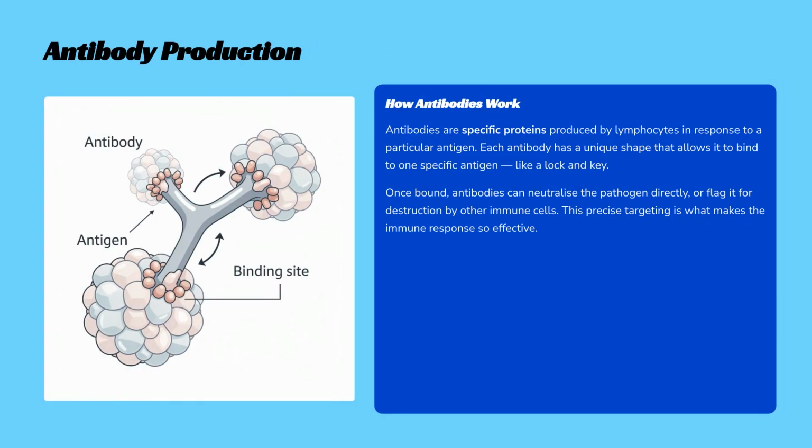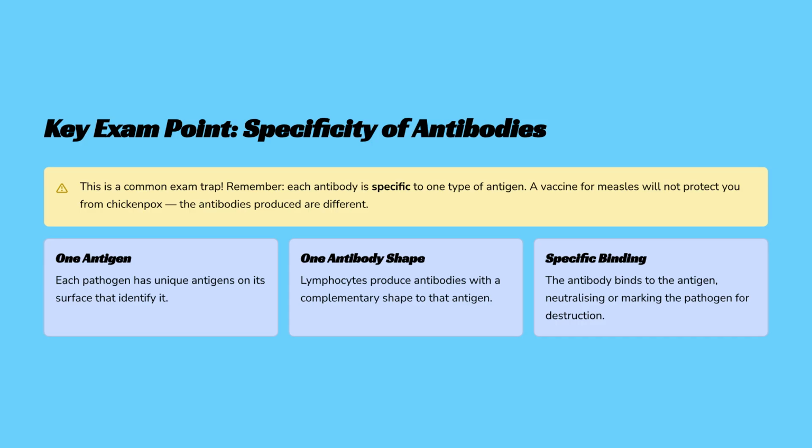Lymphocytes produce specific antibodies that bind to antigens like a lock and key. This binding neutralizes pathogens or flags them for destruction by other immune cells. Remember this key exam point. Antibodies are specific to one type of antigen. A vaccine for one disease will not protect you from another because the antibodies are different.